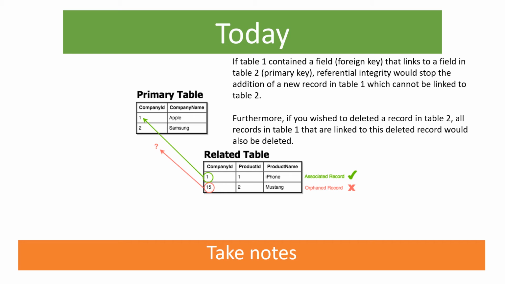And if you wanted to delete a record from our related table, you could delete the record in there, but if you were to delete the record in the primary table where that primary key sits, then this would have to delete all records in all tables where there's reference to that primary key using a foreign key.